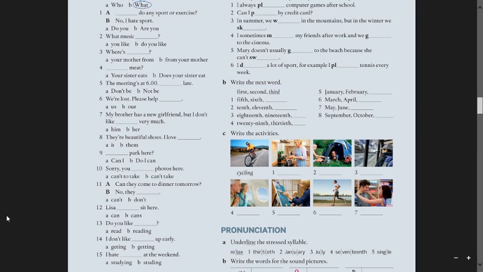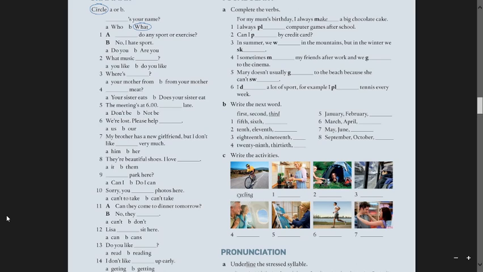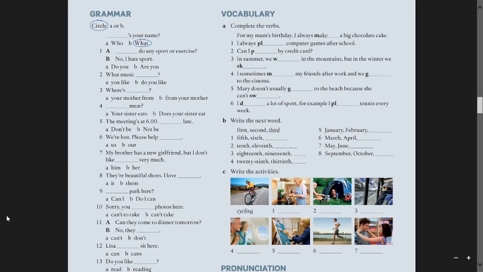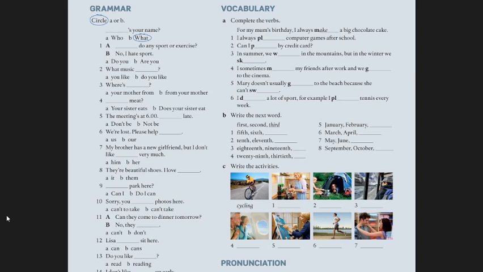You have 15 in total. Then you have vocabulary. In this activity, you have to complete the verbs in activity A, okay? So you have 6 sentences and you have to complete them with the missing verbs, okay? You have some letters as examples, as guides, okay? For example, for my mom's birthday, I always make a big chocolate cake. So the verb there is make. Well, you have to do the same with the rest of the sentences.